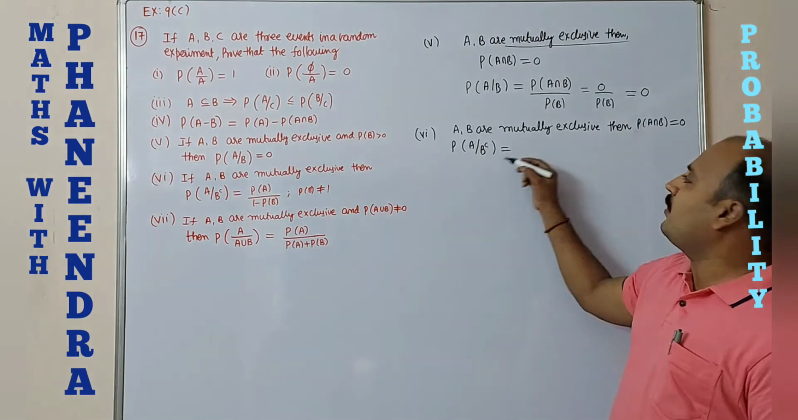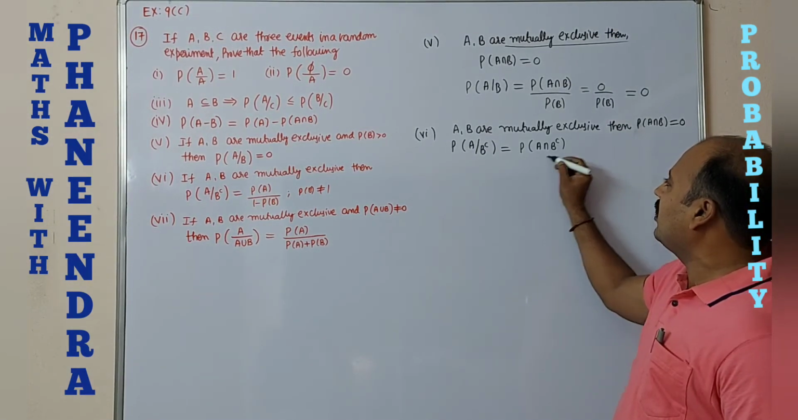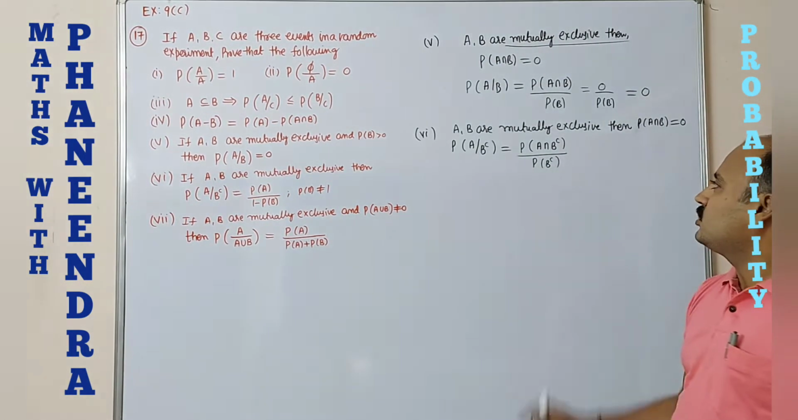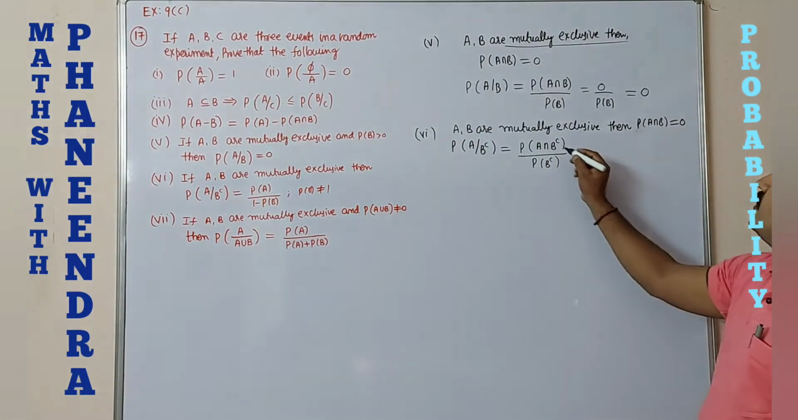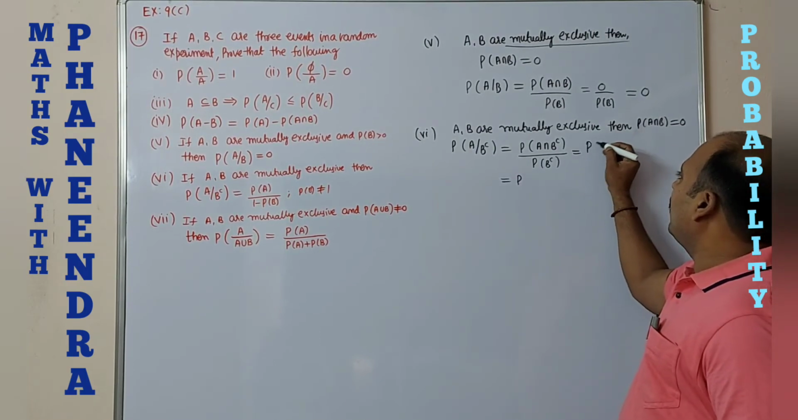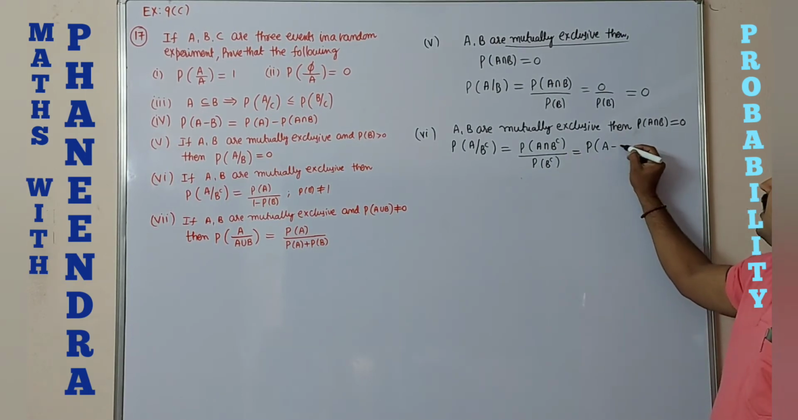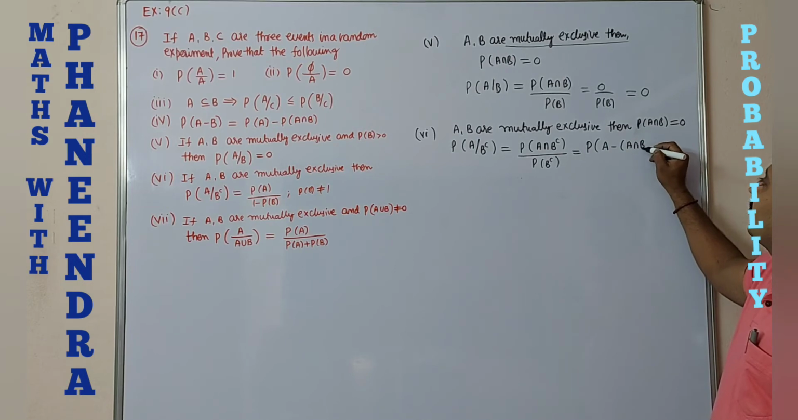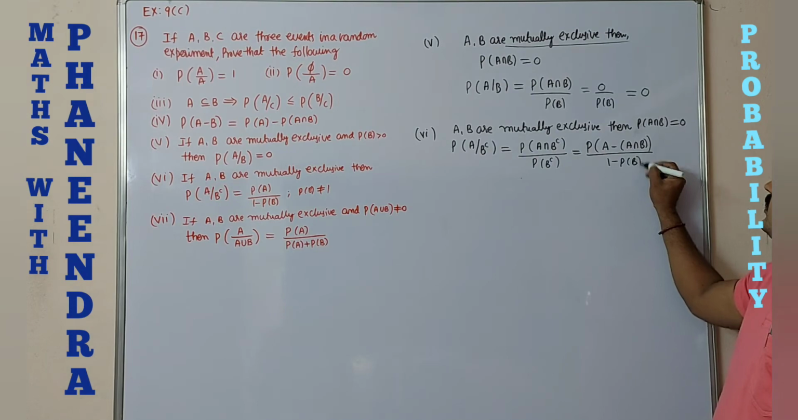So P of A given B complement is, by definition of conditional probability, P of A intersection B complement by P of B complement. Just now I drew one figure here. From set theoretical distribution, P of A intersection B complement can be written as P of A minus A intersection B, by P of B complement, which means 1 minus P of B.